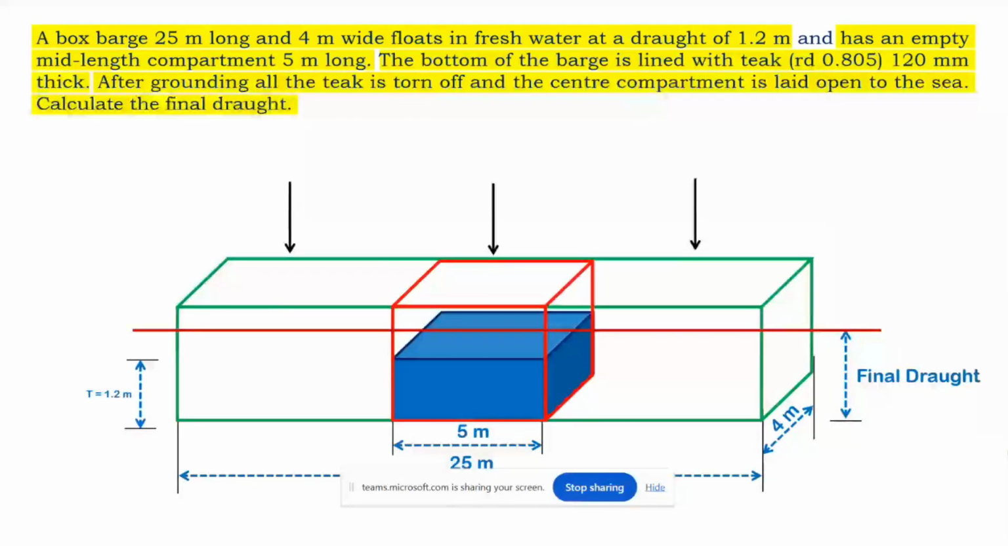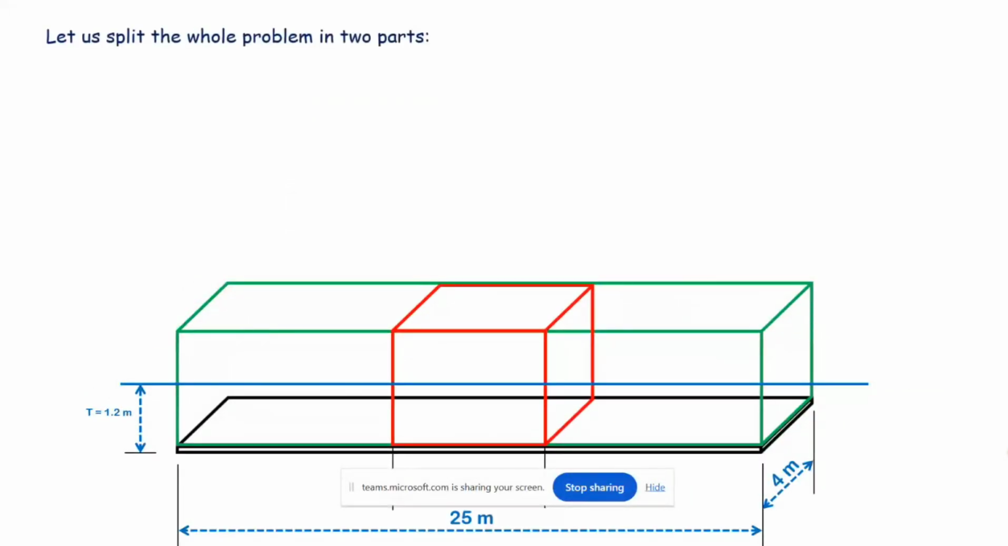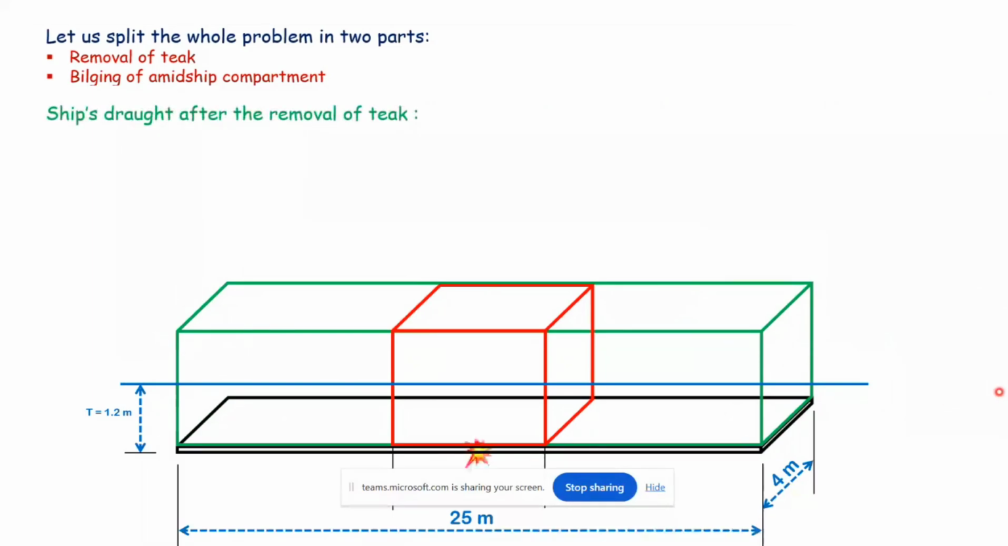Now I am taking you to the solution. We will split this problem in two parts, as I mentioned: one, removal of teak, and second, bilging of the amidship compartment. Removal of teak is similar to the removal of weight or mass from the ship. Now let's say there is this damage. Look at the diagram again, and the teak has gone. Now we will determine the new ship's draft after removal of the teak.